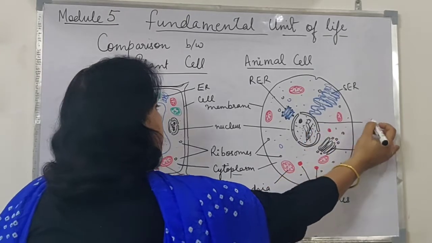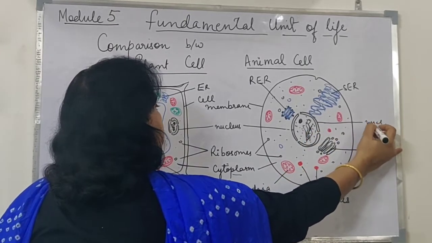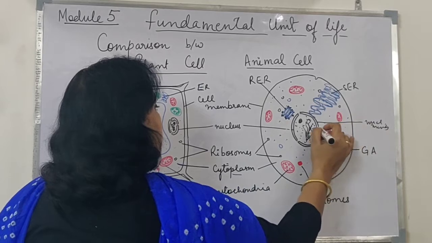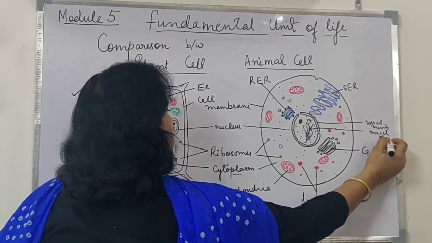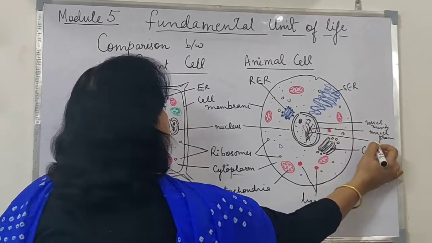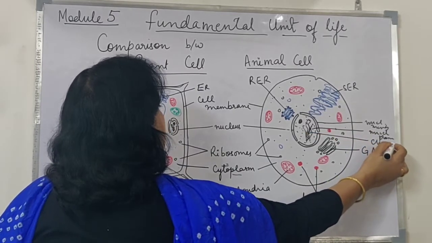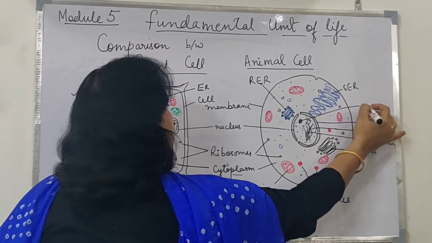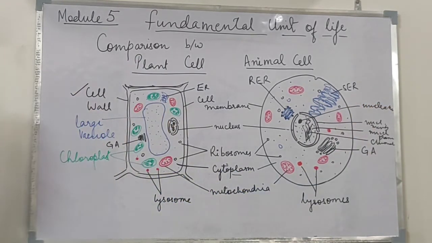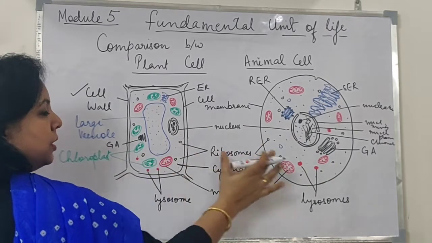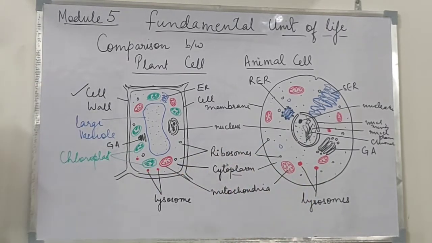The nuclear membrane, the nucleoplasm, the chromatin, and the nucleolus. These are the 4 main parts of a eukaryotic nucleus. If you see, both plant cell and animal cells are having the 4 important parts.